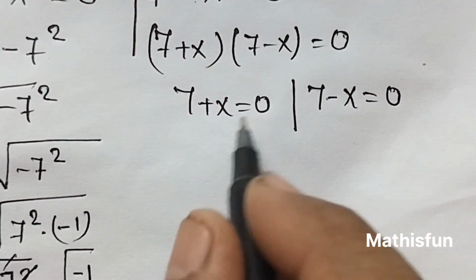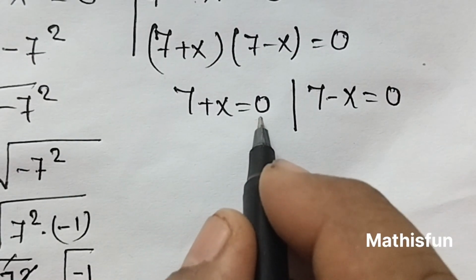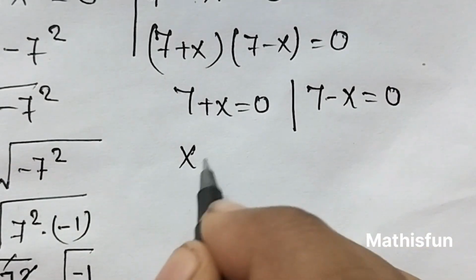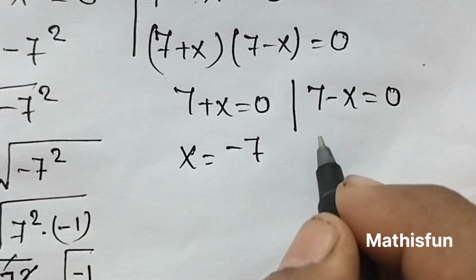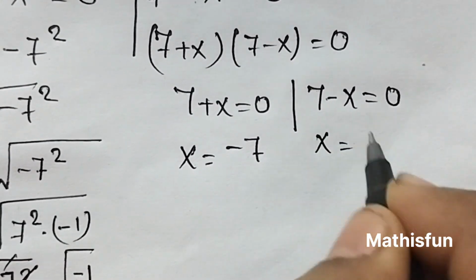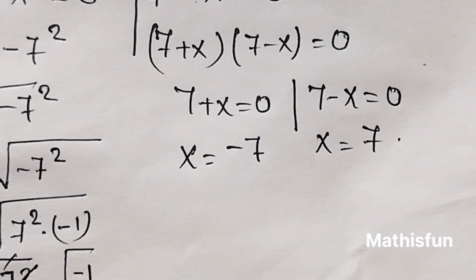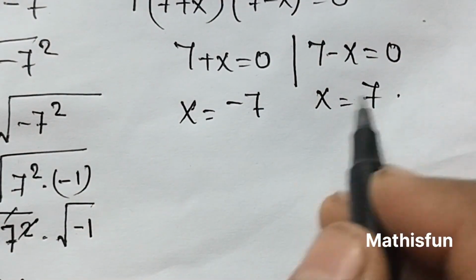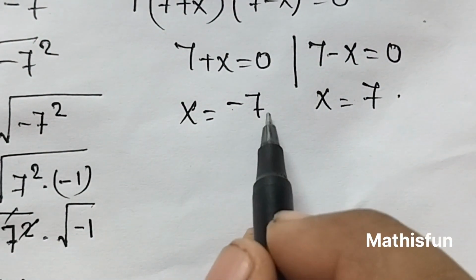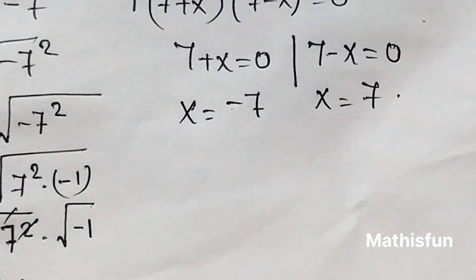From this we will take 7 to the right hand side. So this becomes x equals to minus 7, and in this case x equals to 7. So we got two values, that is minus 7 and 7.